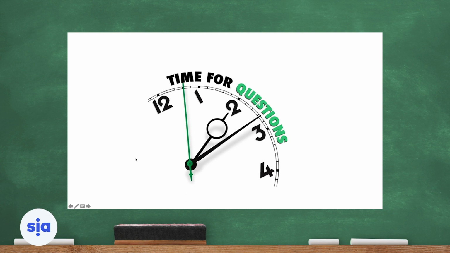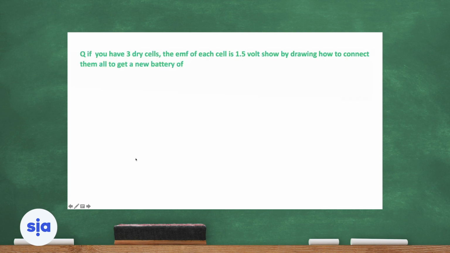Time for questions. If you have 3 dry cells, the electromotive force of each cell is 1.5 volt. Show by drawing how to connect them all to get a new battery. One of them will be of highest electromotive force and the other will be of lowest electromotive force. So you have to form 2 different drawings of 3 dry cells, each of them with electromotive force of 1.5 volt. And you have to show me how you will connect them to get a new battery.